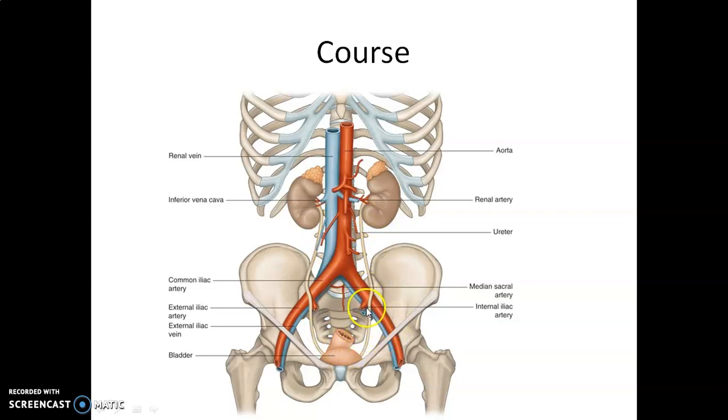In the pelvic cavity, in the lateral pelvic wall, it coincides with the greater sciatic notch, then up to the ischial spine. From the ischial spine, it moves downwards, forwards, and medially to end up in the urinary bladder.